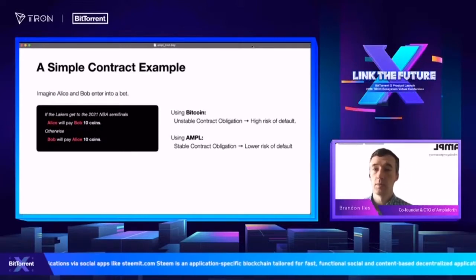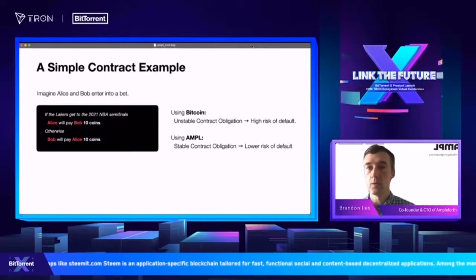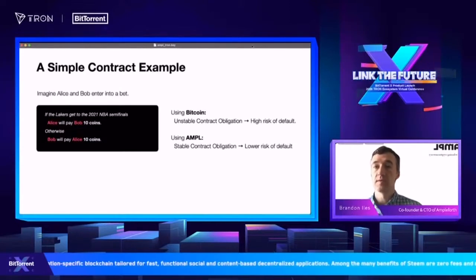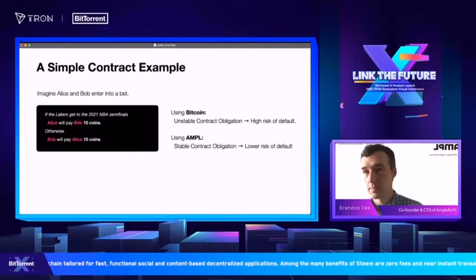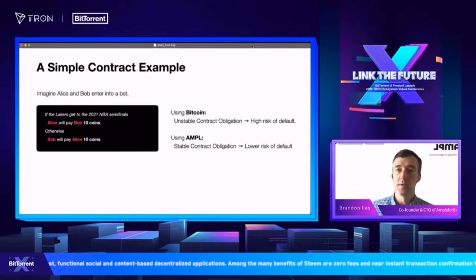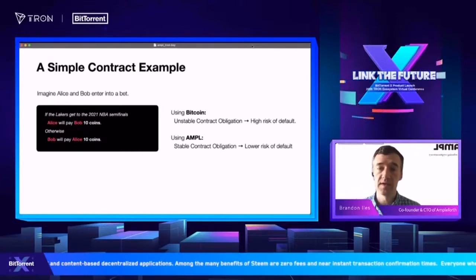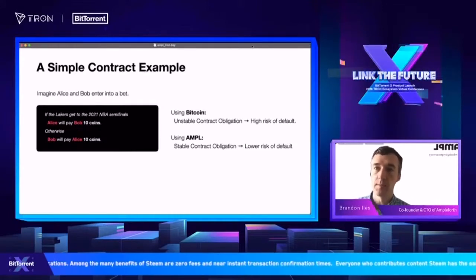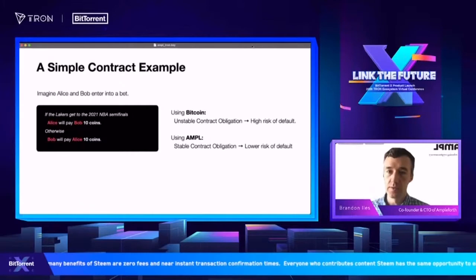So if I borrowed 1,000 Ample now, 1 year from now, if the market cap of Ample doubled, I would still have to pay back exactly the same amount, plus interest. So this is one specific quality that allows Ample to be a building block for a much safer financial ecosystem, both decentralized finance and traditional finance.